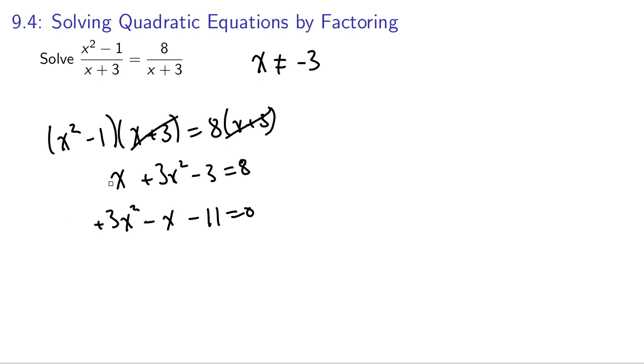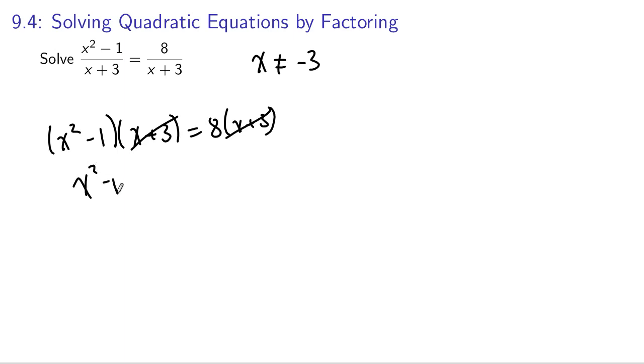Let's erase all this stuff. Another way of thinking of that is the numerator, since the denominator is the same, for this to be equal, the numerators have to be equal, right? So x squared minus 1 has to be 8. So that would mean x squared minus 1 minus 8, which is minus 9, has to be 0.